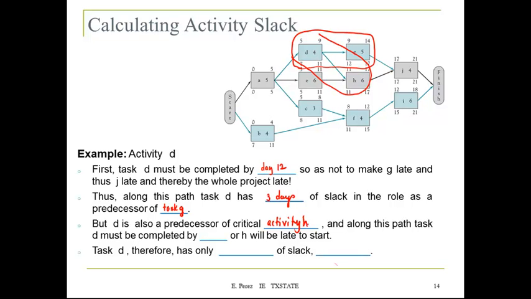And along this path, task D must be completed by day 11, or H is going to be late. So this is going to be our determinant task. So task D therefore has only 2 days of slack, not 3, because again, you can see that 11 will be the latest start time based on this activity.